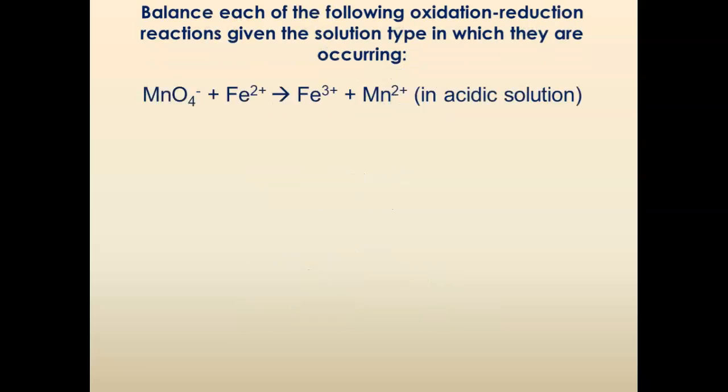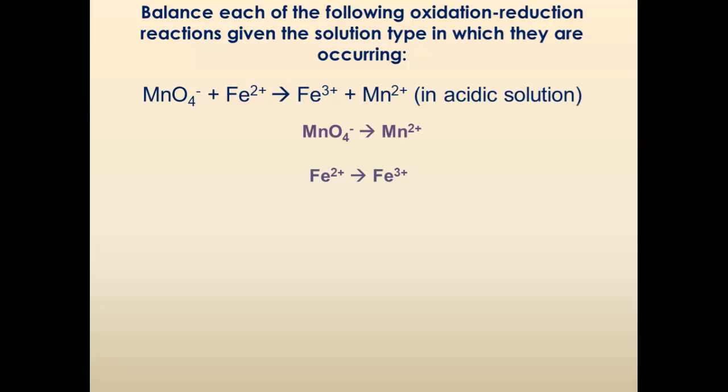So how do we balance when we're in acidic solution? We're going to follow the same rules we saw with the more simple redox reactions. So you're going to take the two ions that contain manganese and put them together, and the two ions that contain iron and put them together.